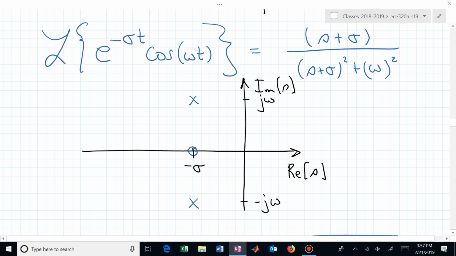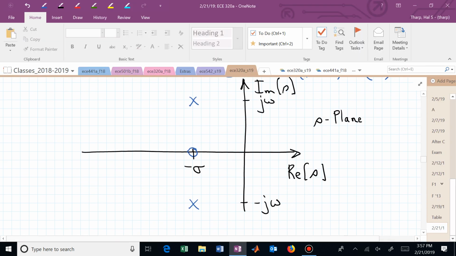Is that question clear? Here's the S plane. And I'm really asking the following. If I had poles here, and then I had another set of poles here, which set of poles, yellow or blue, are faster? By that I mean, which decay quicker?